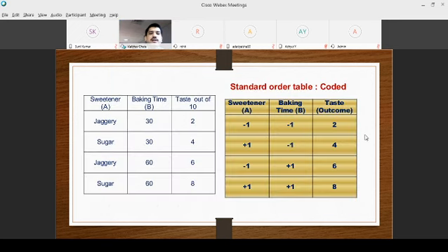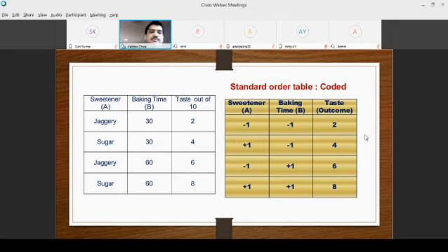So coming to the standard order table. How to conduct the experiment, how to incorporate the values, for a simple experiment, that is for preparation of the cake. So sweetener is the A factor, baking time is the B factor, and taste is the outcome.